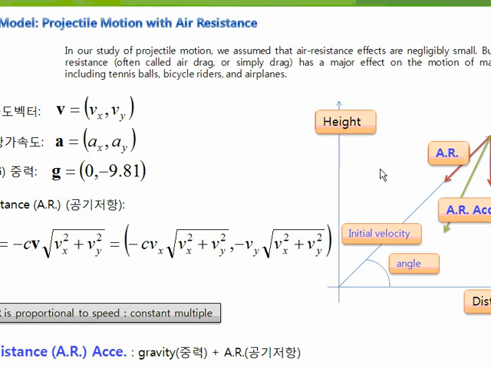Let's analyze some more. In our study of projectile motion, we assume that air resistance effects are negligibly small, but in fact air resistance has a major effect on the motion of many objects, including tennis balls, bicycle riders, and airplanes.